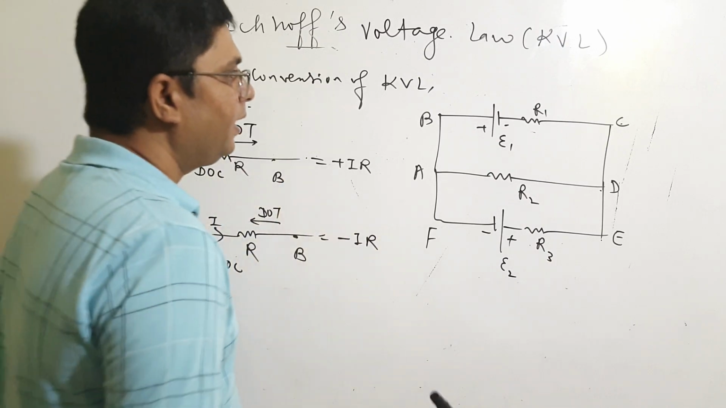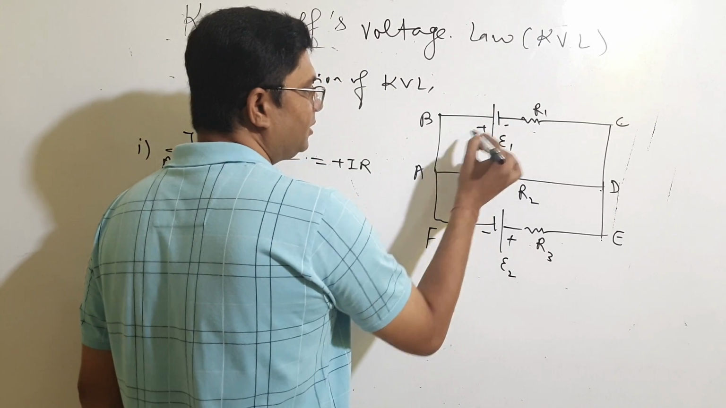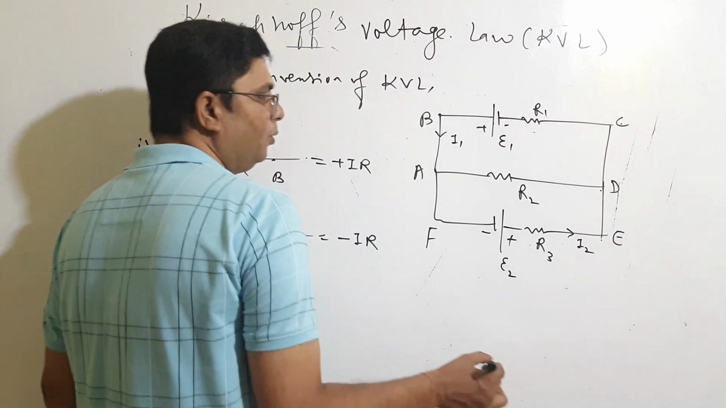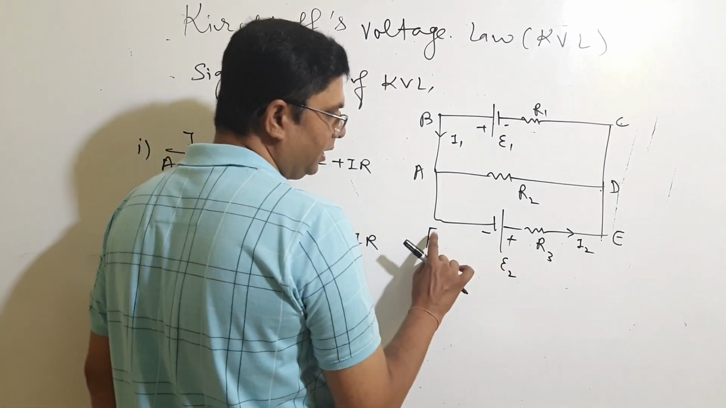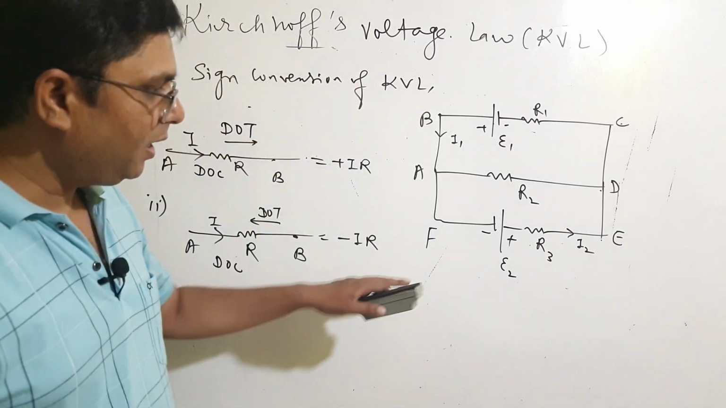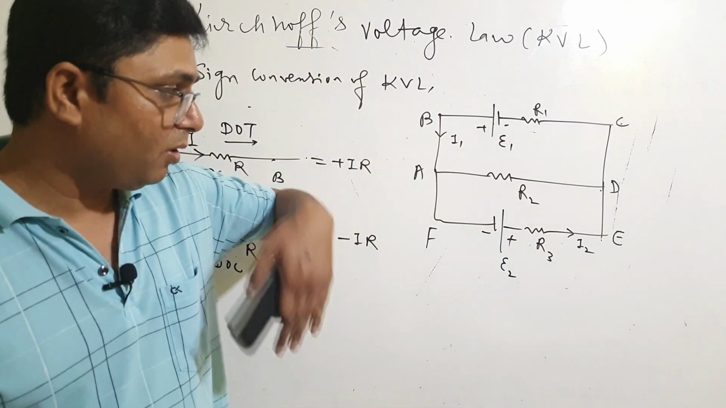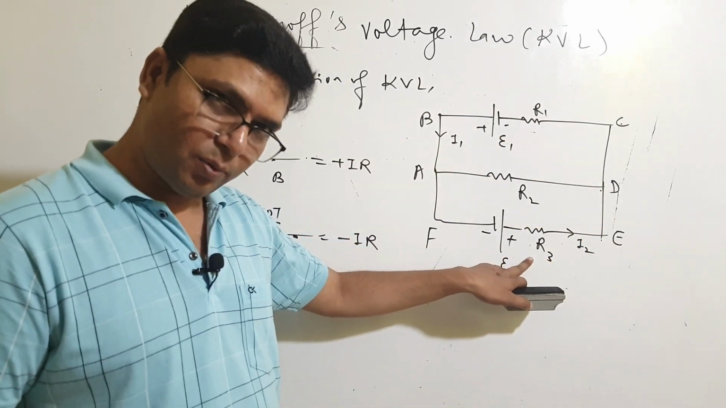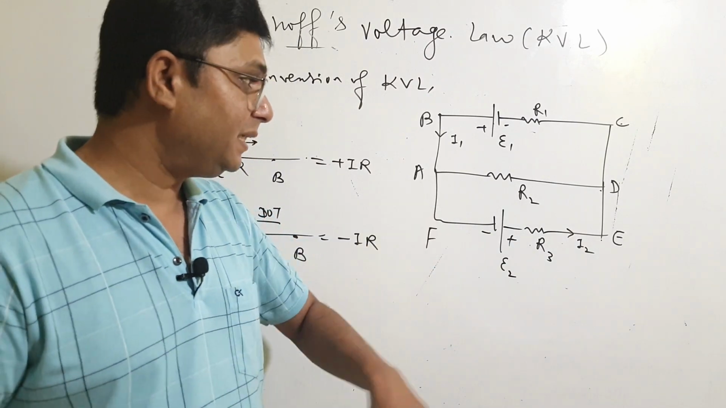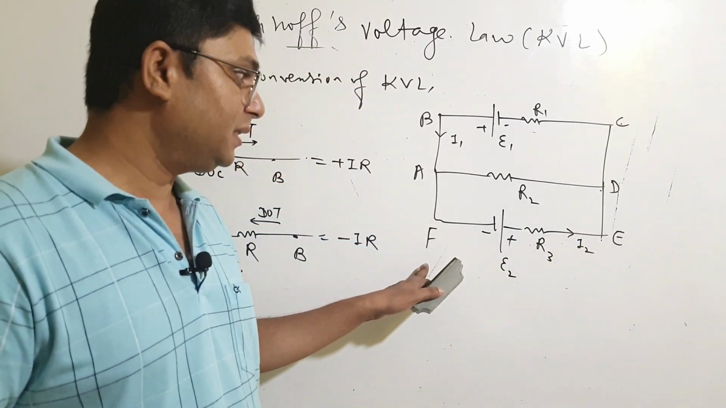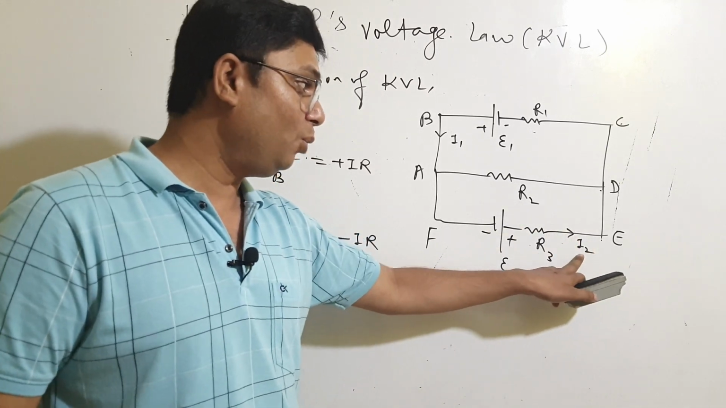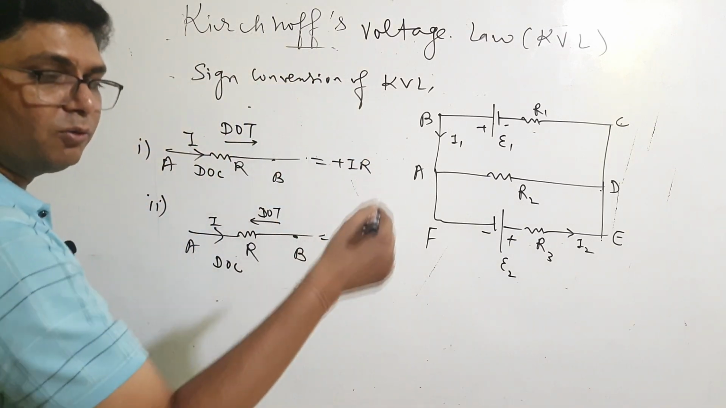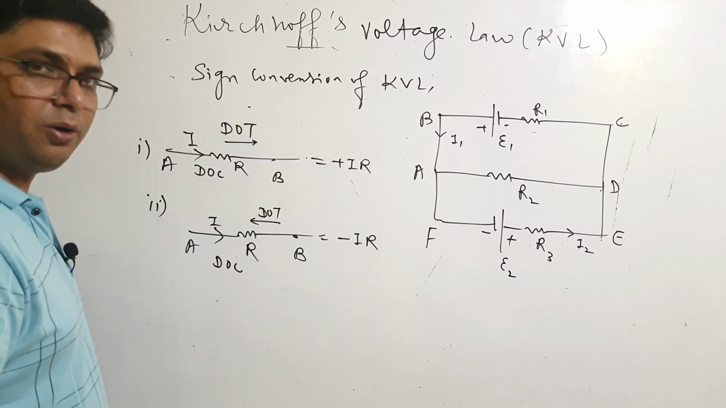This means that if current I1 is moving from this side and this is I2, then in this junction FE, if I am going from F to E and current is also going from F to E, then the I2 and I3 product is taken as positive. If I am going from E to F and current is coming from F to E, then the I2 and I3 product is taken as negative. When I solve that question, the points will be very clear to you.